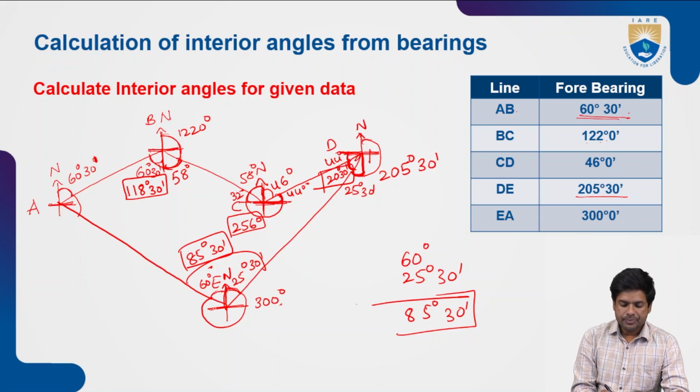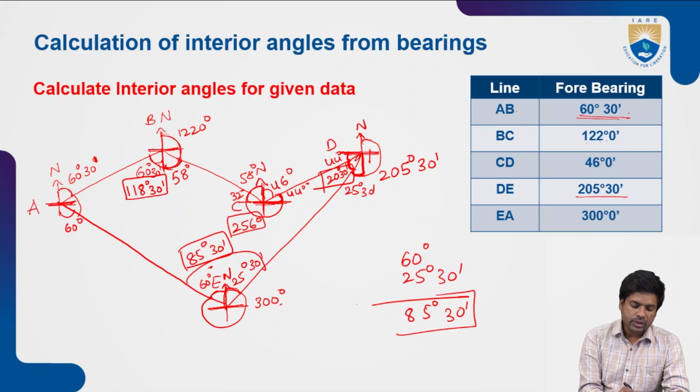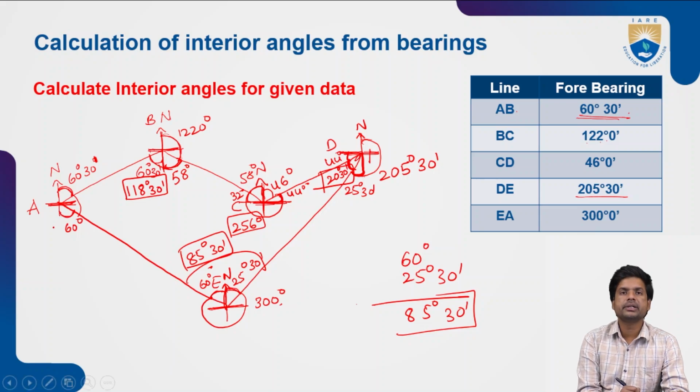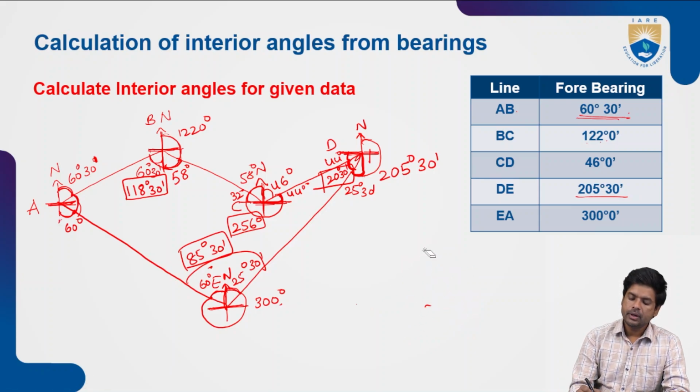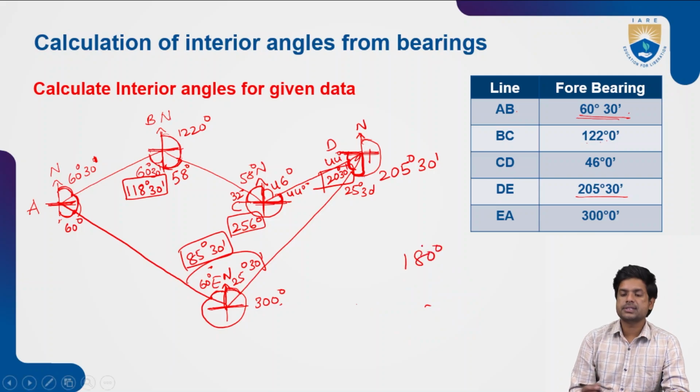Now next, see this line and this line are parallel. If this angle is 60 degrees, this angle will also be equal to 60 degrees. Now see, we know the fore bearing angle here, that is 60 degrees 30 minutes, and we know this angle, that is 60 degrees. Now we have to calculate the remaining angle. That means the total angle here is 180 degrees.